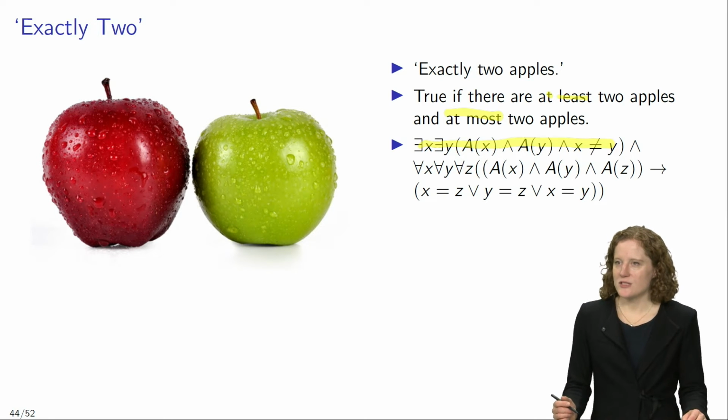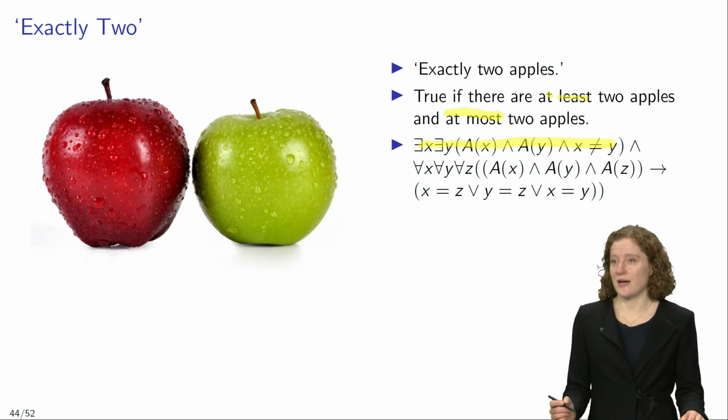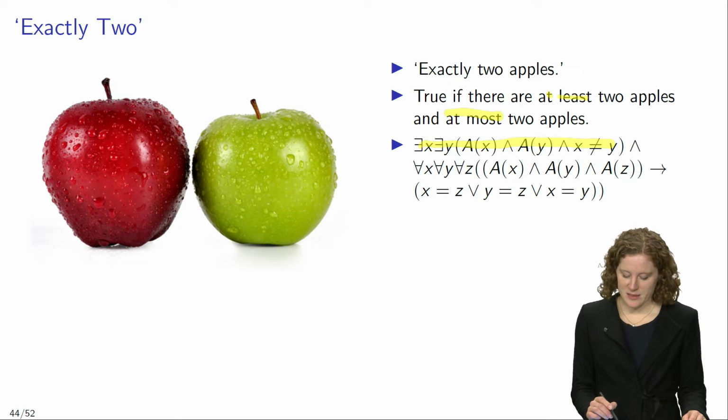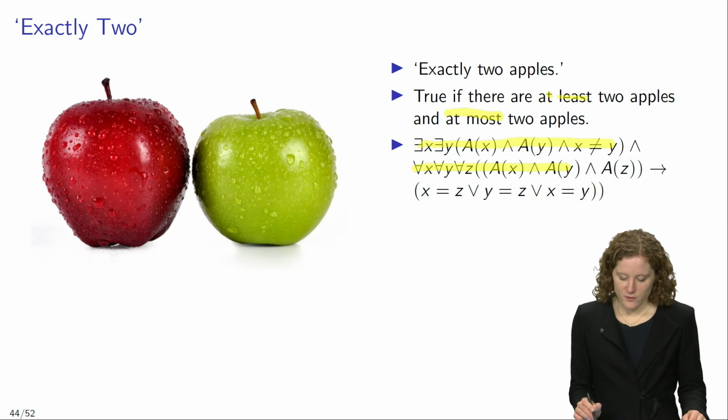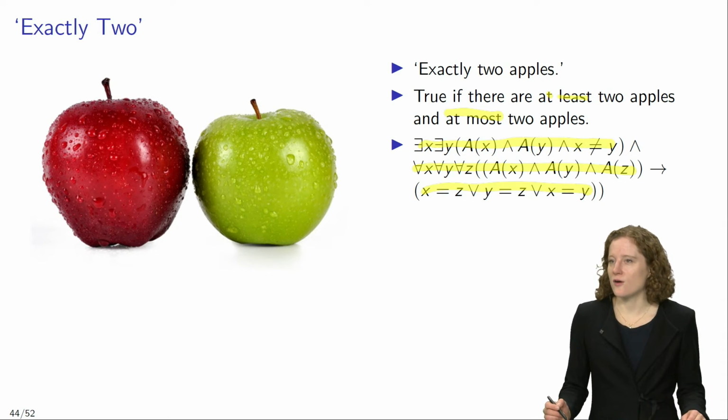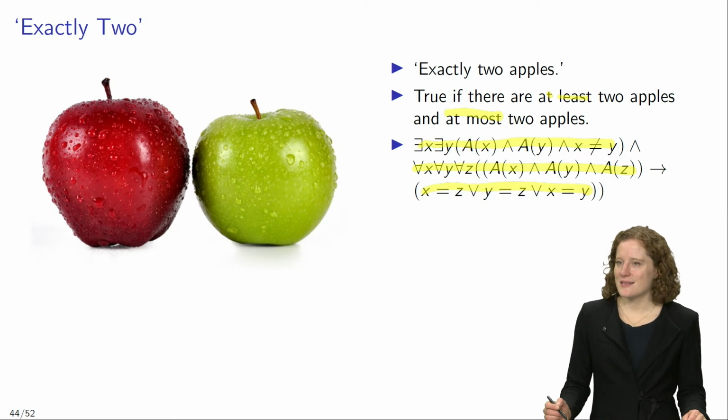And then we go on to symbolize the second part of the sentence and say that there are at most two apples. And we symbolize this by saying that for all x and for all y and for all z, if ax and ay and az, then x is identical to z, or y is identical to z, or x is identical to y.